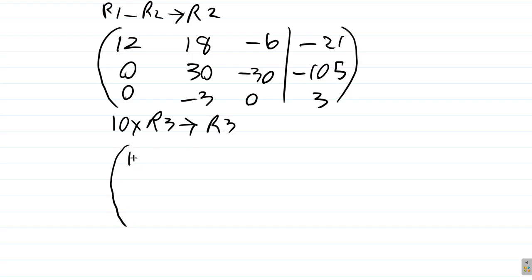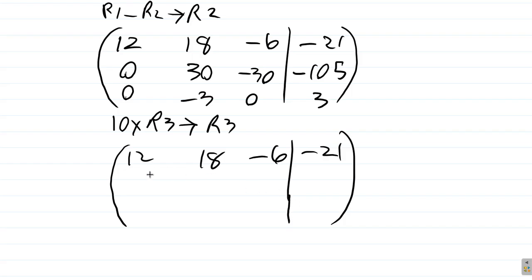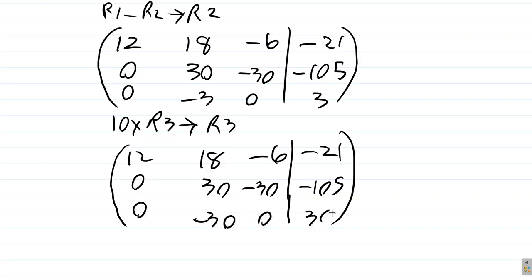So write back 12, 18, negative 6, negative 21 for row 1. And we maintain row 2: 0, 30, negative 30, negative 105. As for row 3: 10 times 0, 0, 10 times negative 3 is negative 30. So that's what we have.